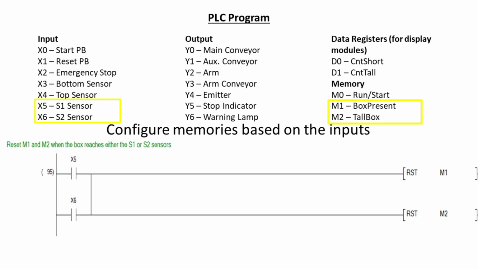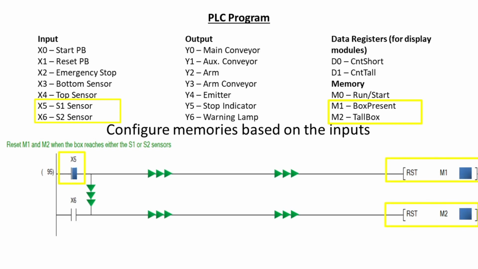The S1 and S2 sensors are connected to the X5 and X6 pins respectively. This rung illustrates how M1 and M2 can be reset by monitoring the states of the X5 and X6 input pins.